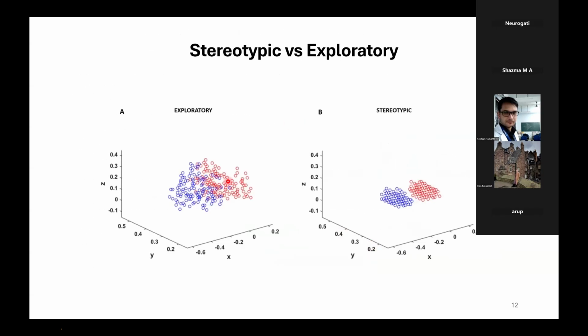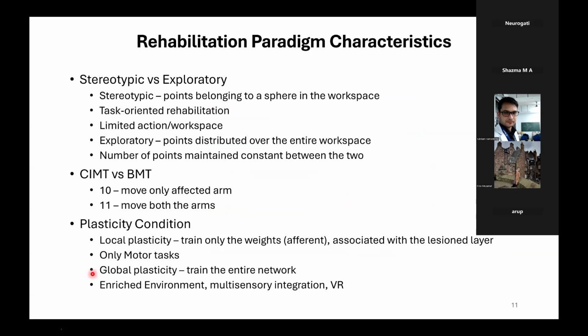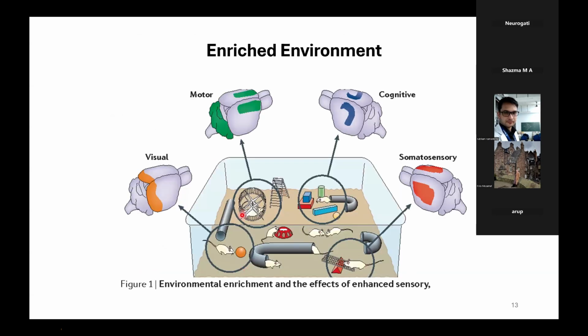Now, this is just a schematic to show the exploratory versus stereotypic condition. And this is a picture of the enriched environment. The local plasticity condition can be seen as containing only motor tasks, that is, raise your arm from 0 to 90 degrees or 90 to 180 degrees. Whereas global plasticity can be seen as an enriched environment where there are multiple types of sensory stimuli, and you can use your arm as much as you want.